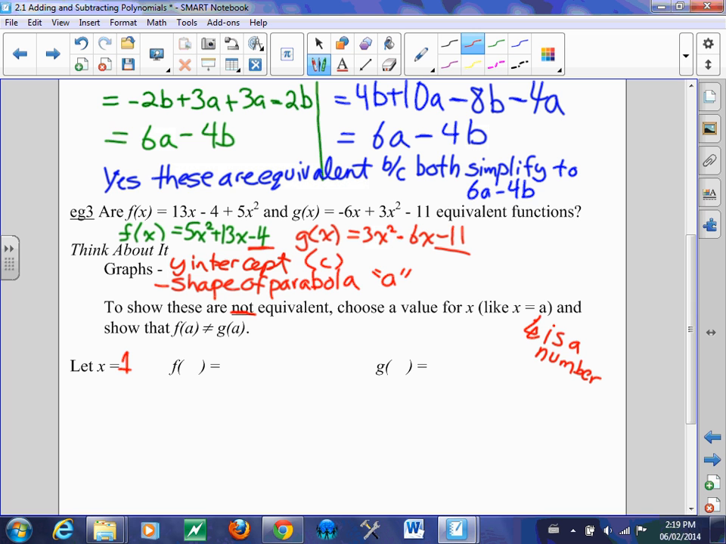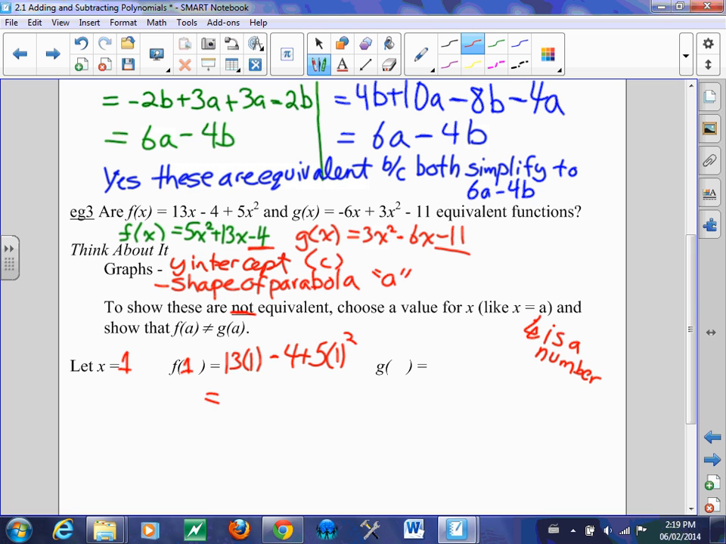So we're going to substitute wherever we see an x, use function notation. So we're going to have f at 1, and we're going to sub that in. Okay, so you can go to the original format or you can go to the rearranged format. I'm going to stick with the original one because that's the original question that was given. Because we go 13 times 1 minus 4 plus 5 times 1 squared.